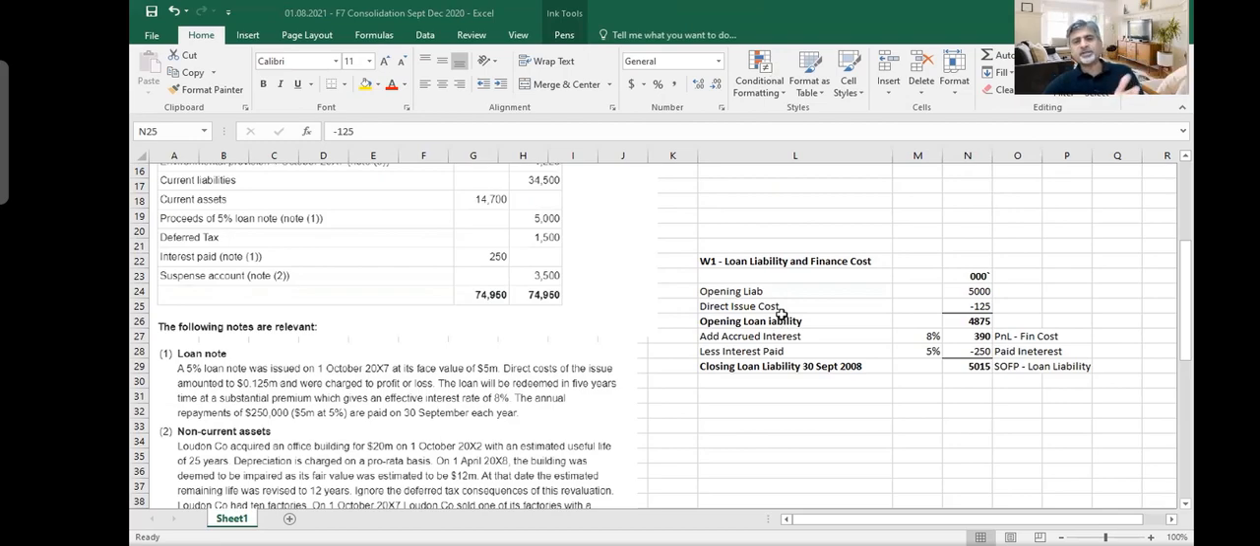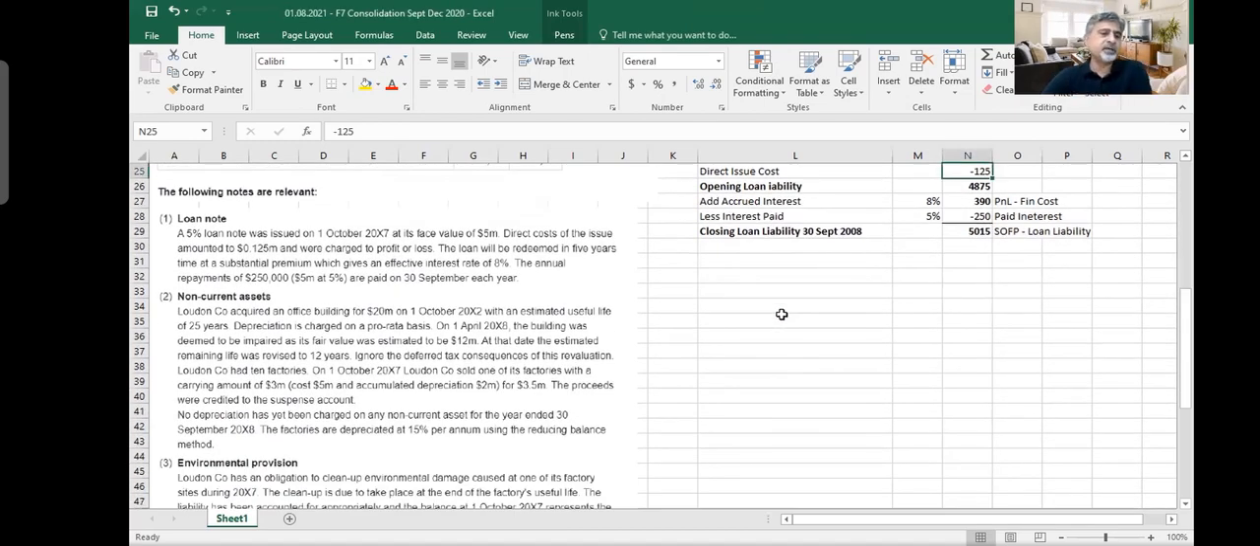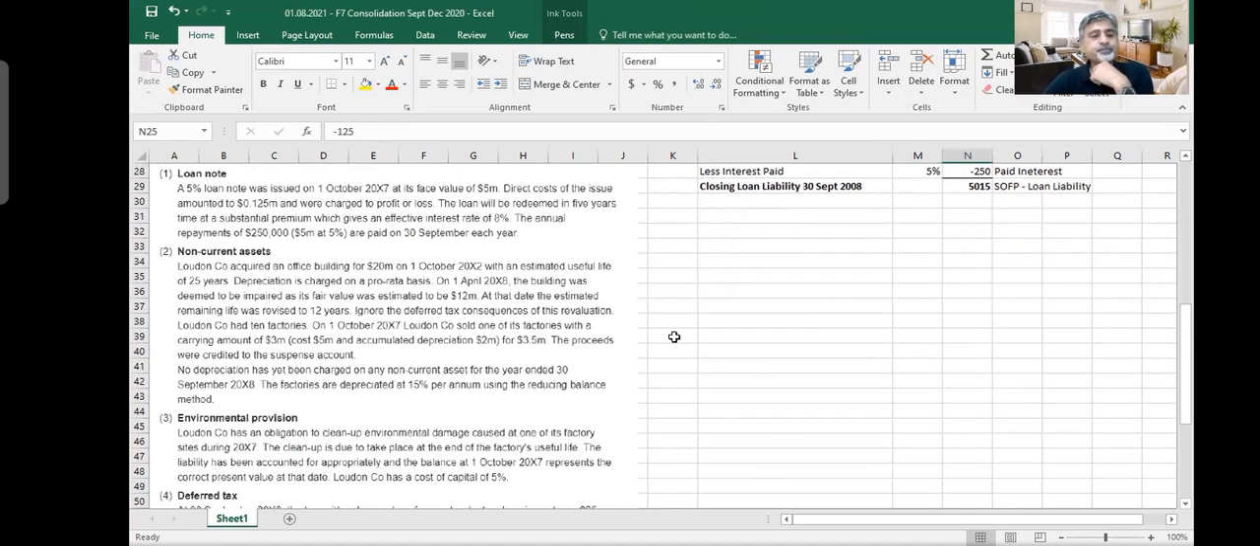So let's see what other changes we need to do. Now I start reading adjustment number 2. Lugan Company acquired an office building for 20 million on 1st October 2002, which means some 5-6 years ago, with an estimated useful life of 25 years. So 20 million divided by 25 years. Depreciation is charged on a pro rata basis. Pro rata basis means that if you acquire or sell the asset during the year, you calculate depreciation on a monthly basis as well. If there are 2-3 months, you need to calculate on a monthly basis.